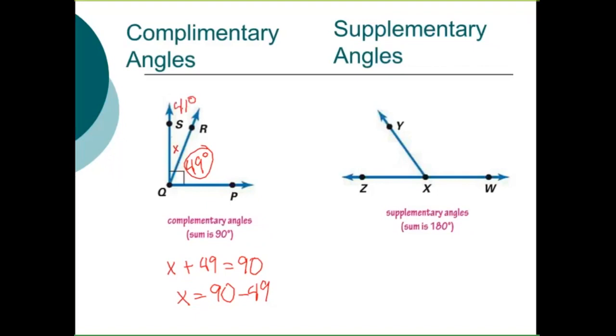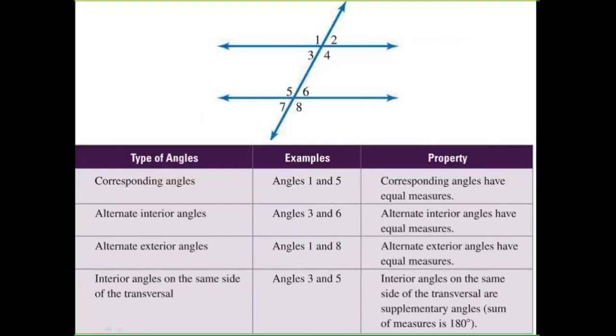And so this was, if this is 49, this leftover part has to be 90 minus the 49. And over here, as I did earlier, if this is 70 degrees, then this leftover part has to be 180 minus the 70. Okay, you'll have some questions like that in your assignment.